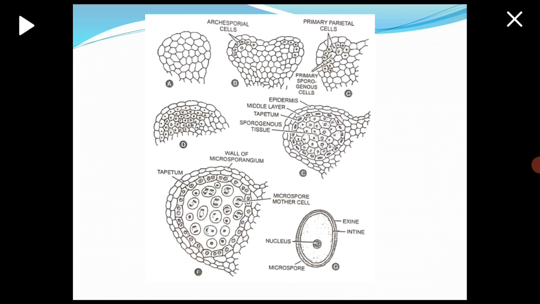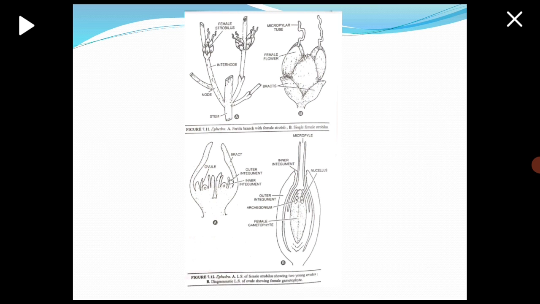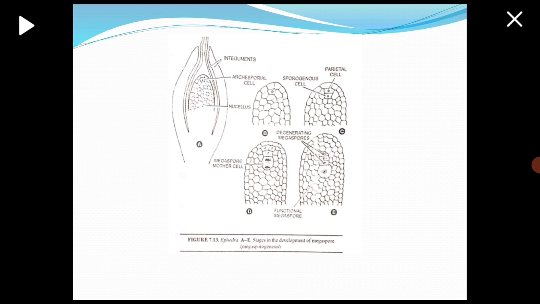Students, we will now study the megasporangium. The megasporangium or ovule consists of a centrally located nucellus surrounded by two integuments. The bitegmic nature of the ovule is unique among the gymnosperms.